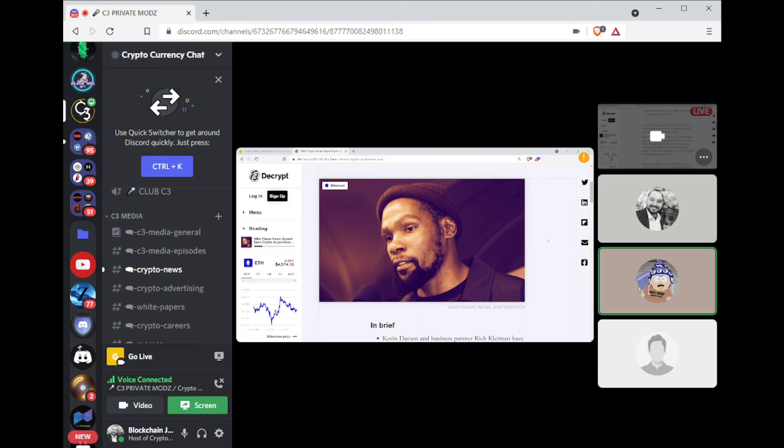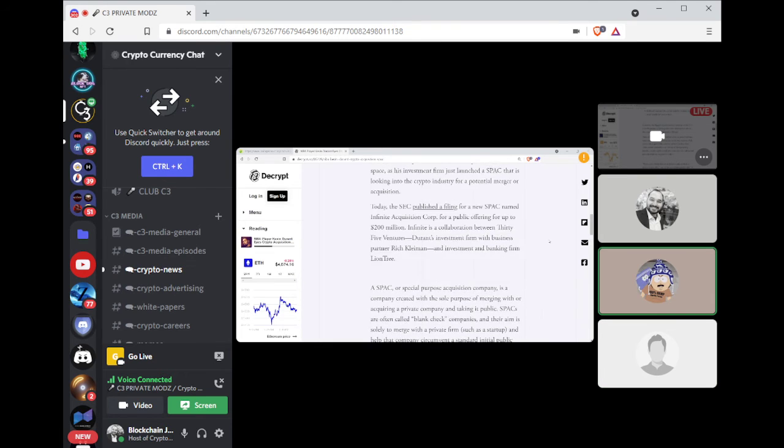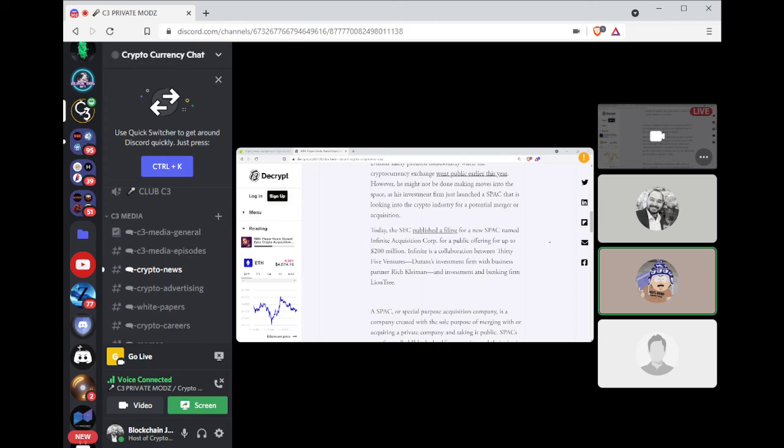In brief, Kevin Durant and his business partner Rich Kleiman have launched a SPAC, or Special Purpose Acquisition Company. The firm is considering acquiring or merging with a private crypto industry company to take it public. Wow. As an early investor in Coinbase, NBA superstar Kevin Durant likely profited handsomely when the cryptocurrency exchange went public earlier this year. I would imagine so. However, he might not be done making moves in the space, as an investment firm just launched a SPAC that is looking into the crypto industry for a potential merger or acquisition.